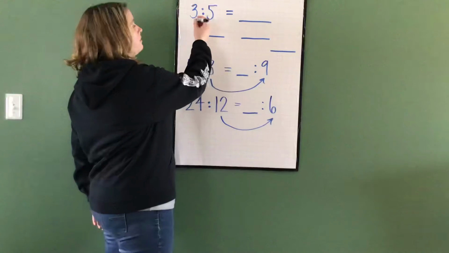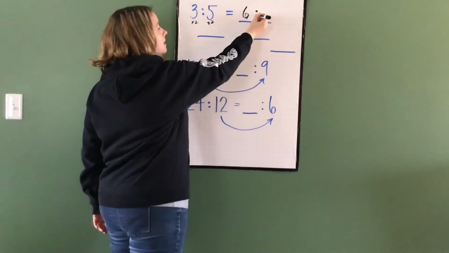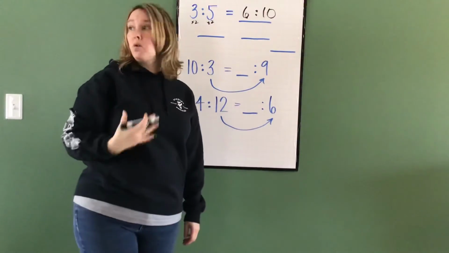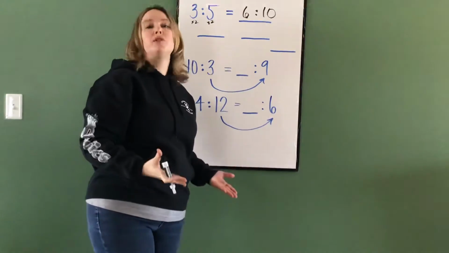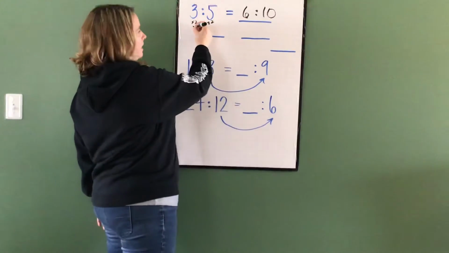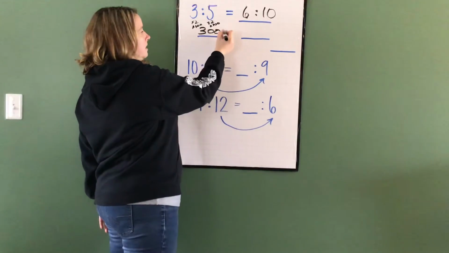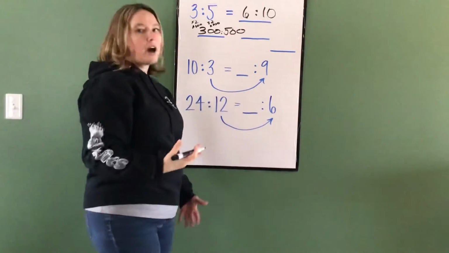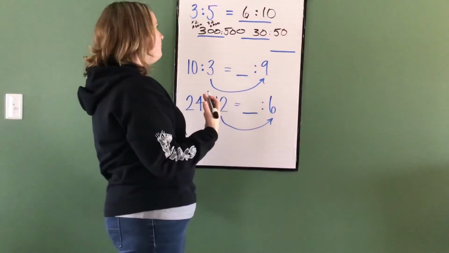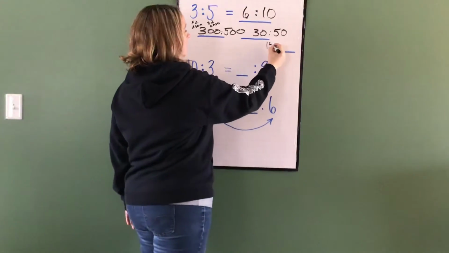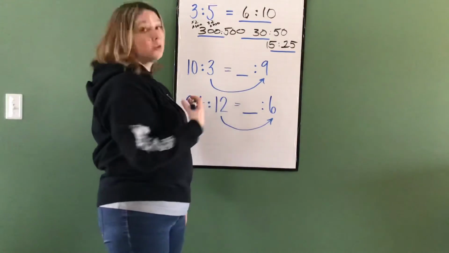So for example, I'm going to multiply each of these by 2, which I'm going to get then to 6 to 10. And now I've created an equivalent ratio, which means that this is using the same comparison using a different ratio. Okay, I could multiply it by 100, which means I'm going 300 to 500. I could multiply by 10. I can multiply them by 5. All of these are equivalent ratios to 3 to 5.